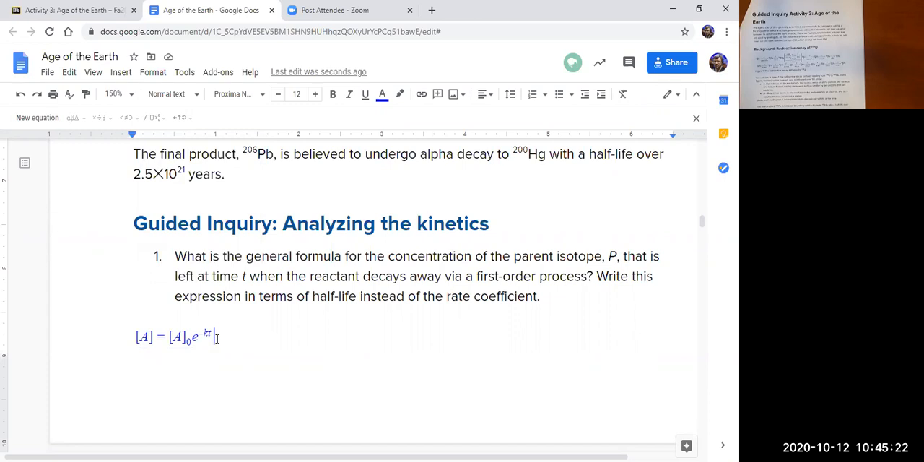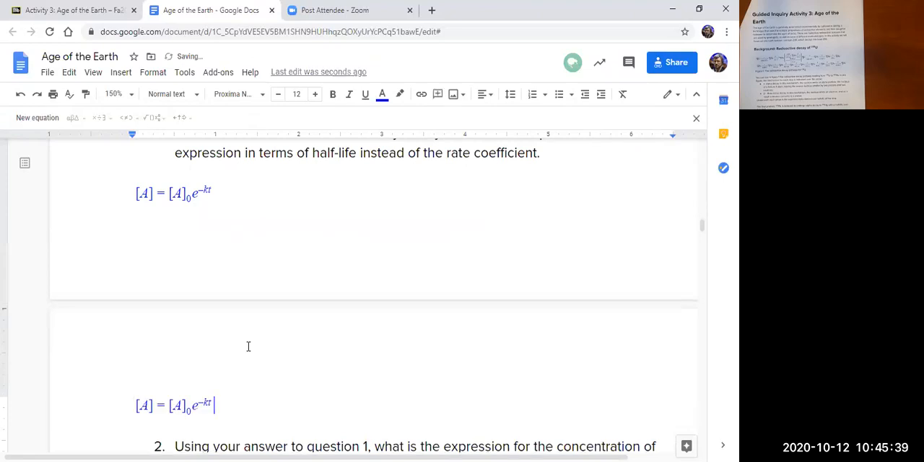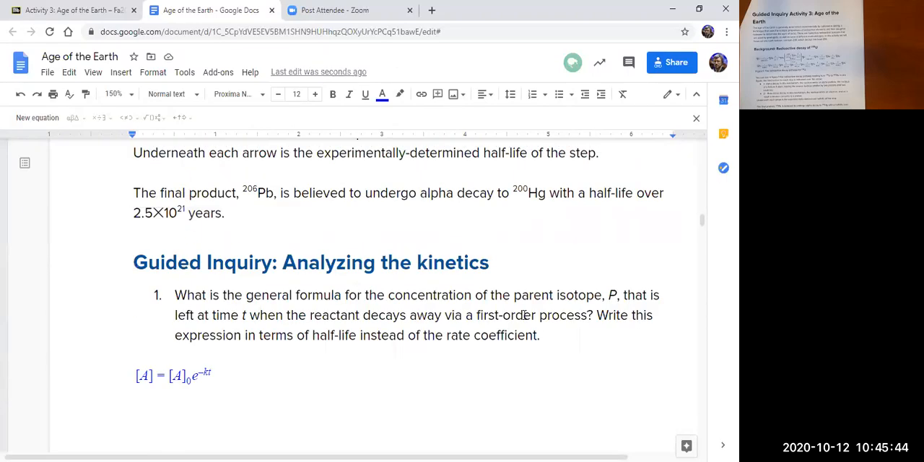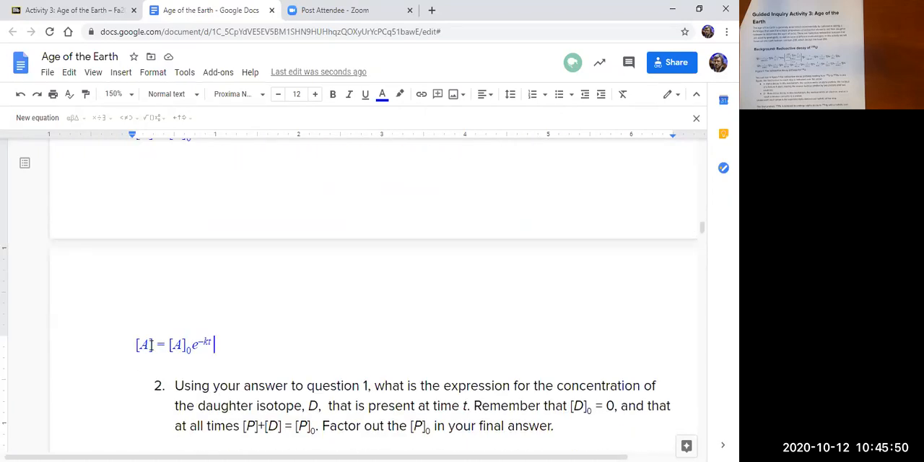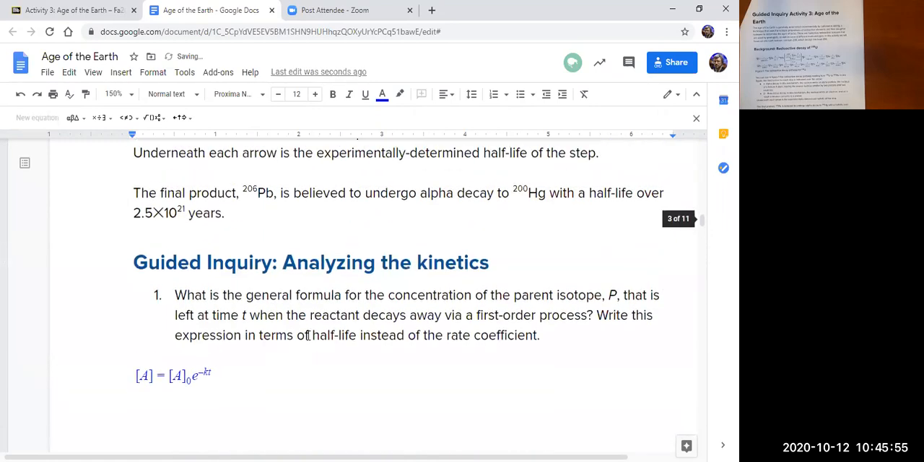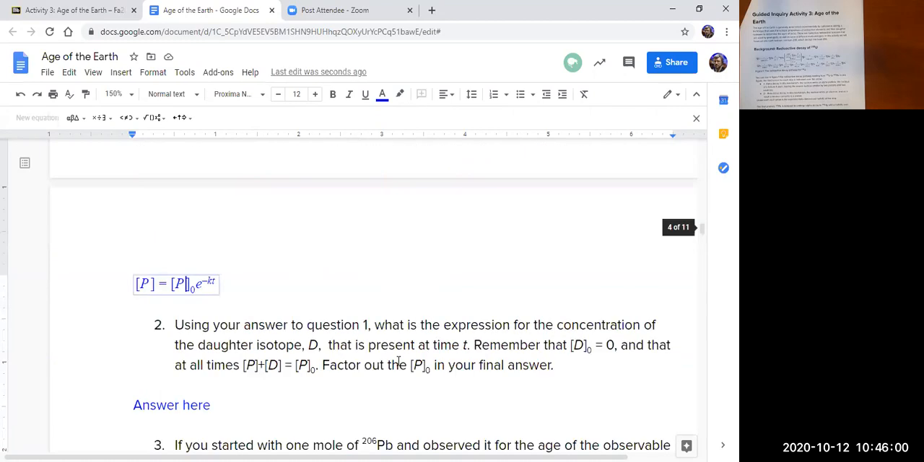Now, a very convenient way to handle things within this document, when you're doing some sort of formula determination, would be to copy your formula, paste it in, and then make the substitutions. So we are told that we want to deal with the concentration of the parent isotope P. So that just means we're going to call this P, we're going to call that P. Now we are also told that we want to have the expression in terms of half-life instead of rate coefficient.